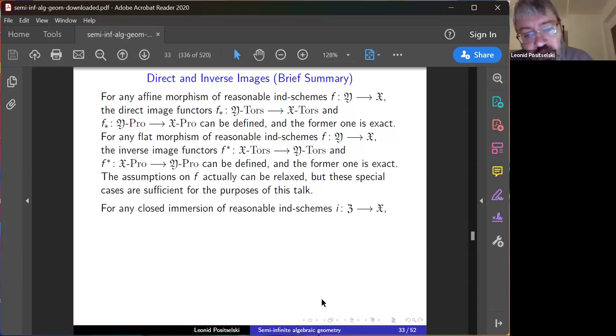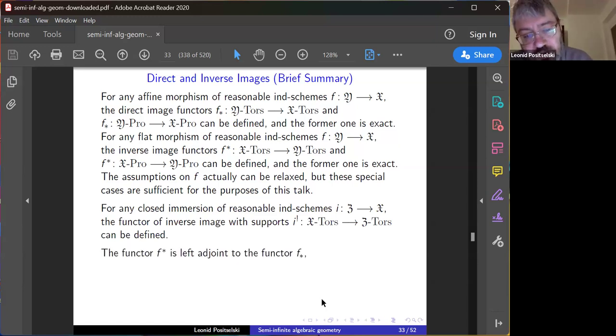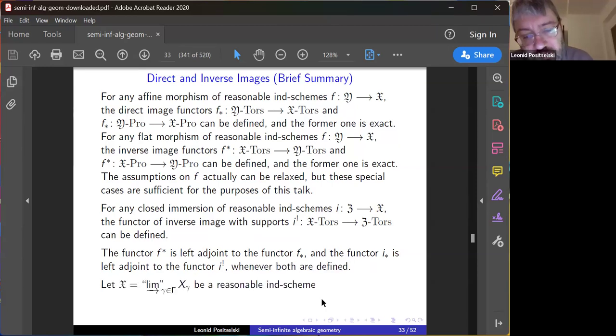For any closed immersion of reasonable ind-schemes, the functor of inverse image with supports can be defined. The functor f upper star is left adjoint to the functor f lower star, and the functor i lower star is left adjoint to the functor i upper shriek whenever both are defined.